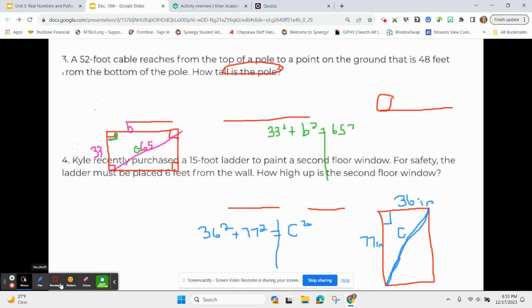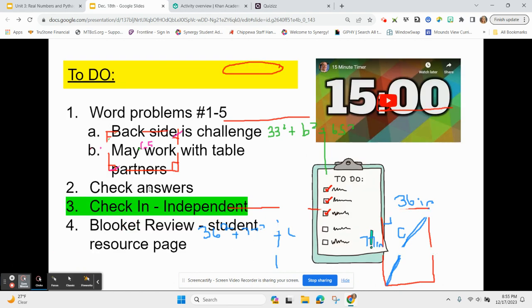Okay, and you will have 15 minutes to complete those. So let's see, let me erase that part here. So as I look here at the next one, to do, you're going to complete questions 1 through 5. If you've got some extra time, the backside of some challenge, give those a shot. At the end of 15 minutes, the guest teacher is going to go with you and is going to just go through your answers so that you can correct them to see how you're doing. And after that point, you will take your check-in. Now, your check-in is going to be independent.